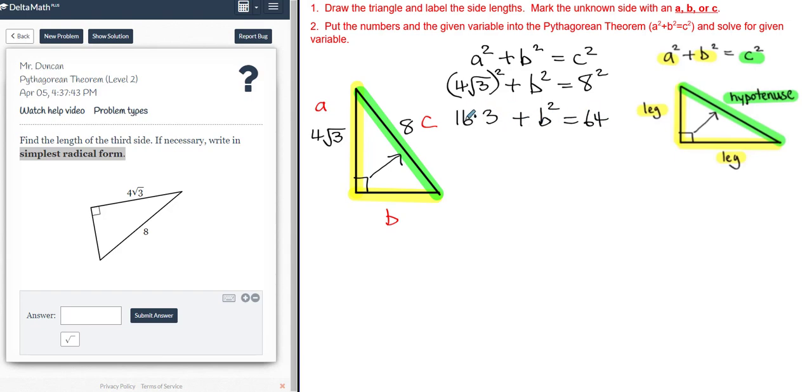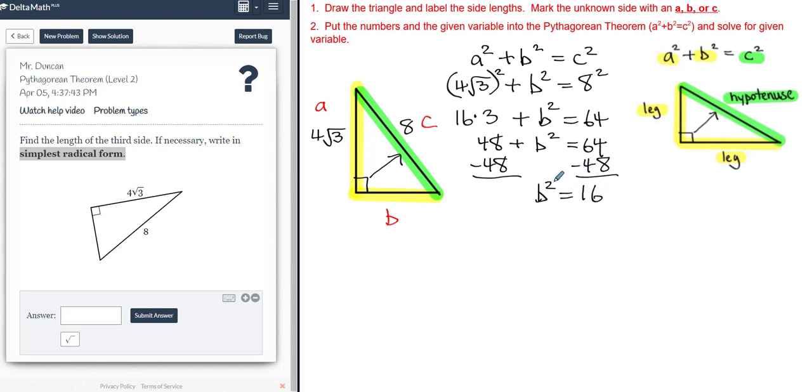So now we're going to have to multiply this. 16 times 3 is 48. So I have 48 plus B squared is equal to 64. And then to isolate our B squared, I will subtract 48 on both sides of the equation. These are called the properties of equality. Whatever you do to one side, you do to the other. So now we have B squared is equal to 64 minus 48, which is 16.